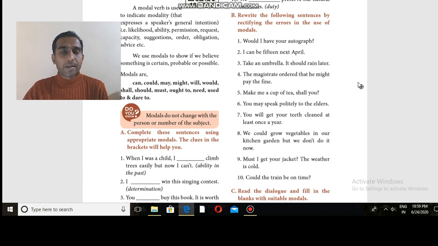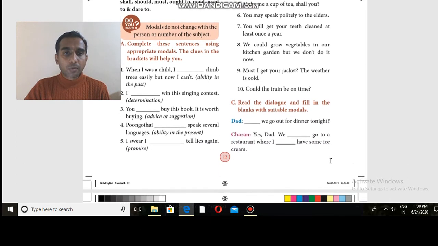Now there are 5 exercises given for you in this topic modals. We'll start with the alphabet A. Complete the sentences using appropriate modals. The clues in the brackets will help you. So let's see how we're going to make it. Now the first one: When I was a child, I dash climb trees easily, but now I can't.